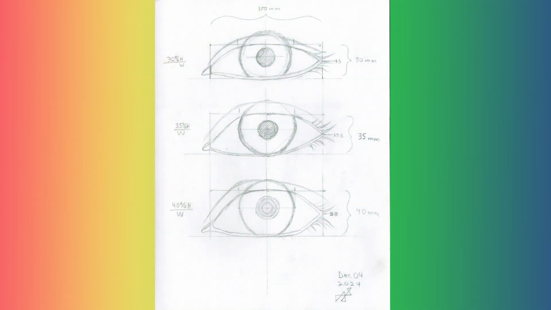Now before we get started, I just want to mention that the average height to width ratio of the visible part of the eye white ranges from 30 to 40% as seen in this diagram. So keep in mind that the height of an eye is about 1/3 or slightly more than the width of the eye. So what you can do is divide the eye into thirds, and that's roughly the height of the eye. And of course you can customize these dimensions to create individual characters.